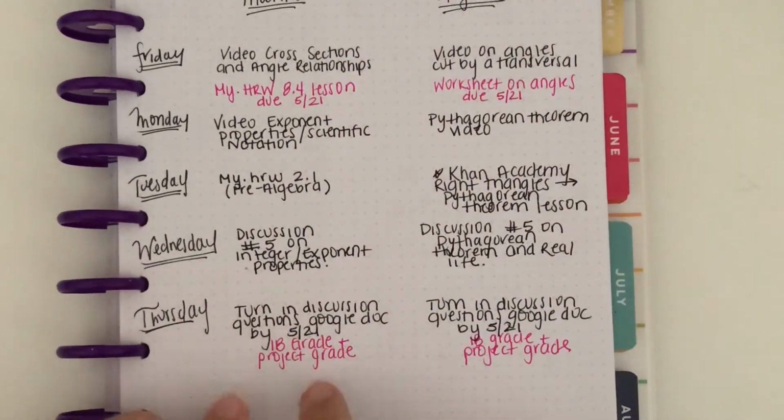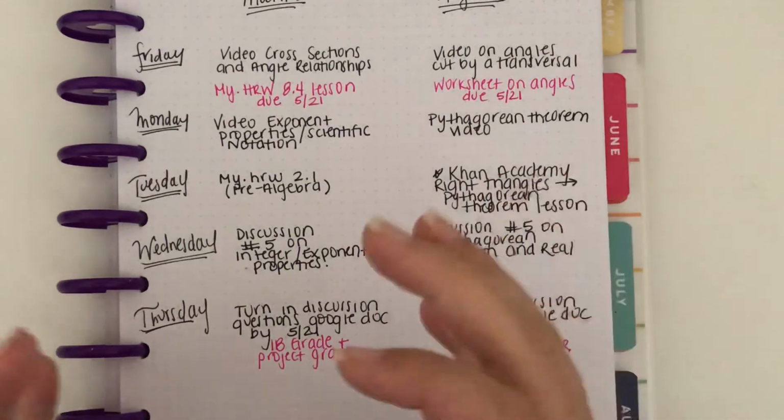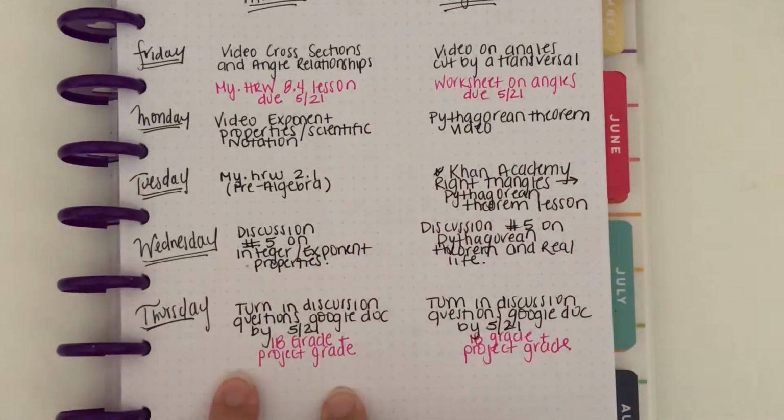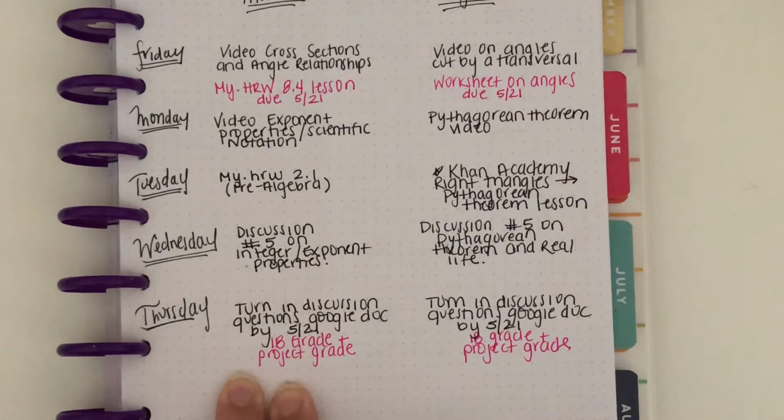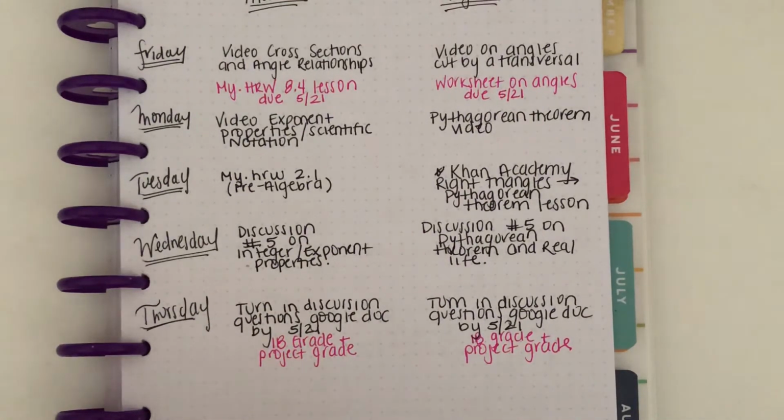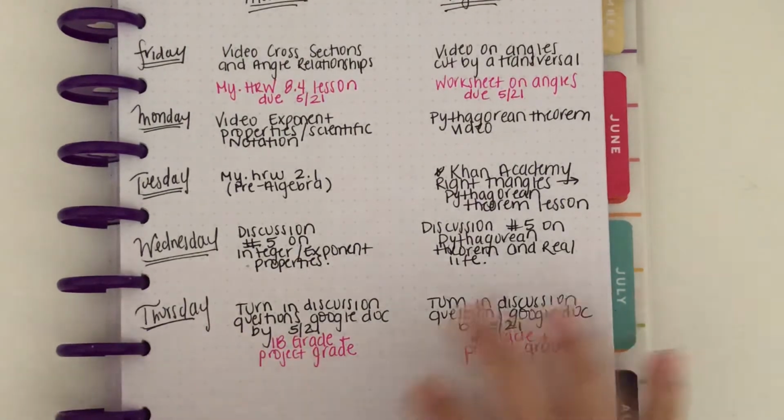And then on Thursday is when I'm going to have you guys compile all of your discussions together. And we're going to start turning in those discussion questions, the Google Doc. That is going to be an IB grade and a project grade. And that, again, is due by 5/21.